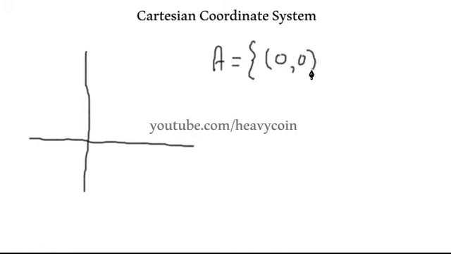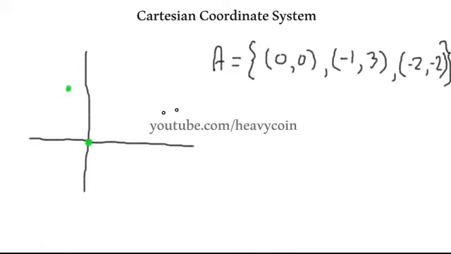Let's say (0, 0), (-1, 3), and let's say (-2, -2). Alright, I ran out of room there. So let's graph this. Actually, let's use some different colors here. So (0, 0) we'll say is here. (-1, 3): now I'm just going to guess. Here's -1, let's say, and then we go up 3. So there's (-1, 3).